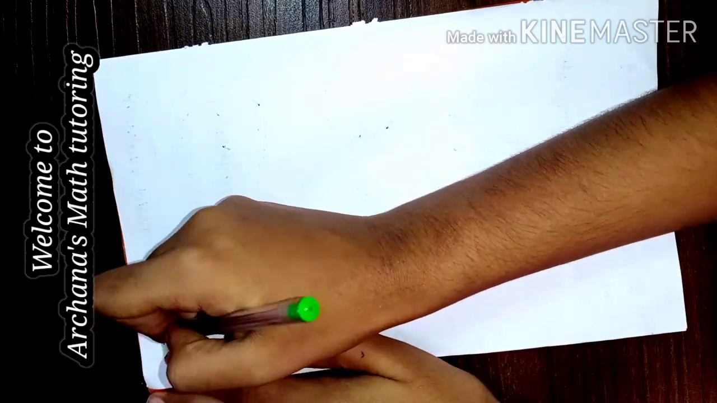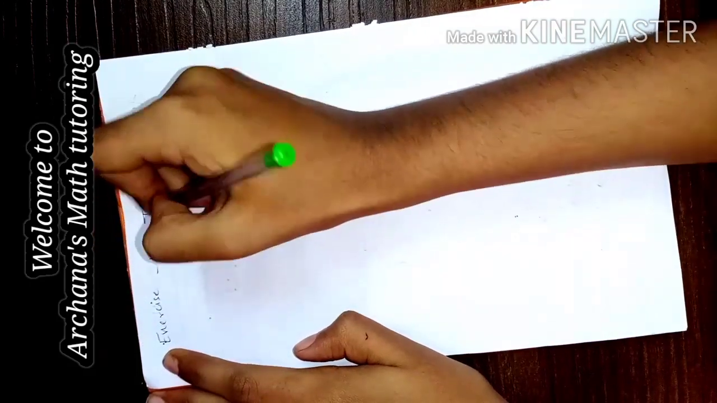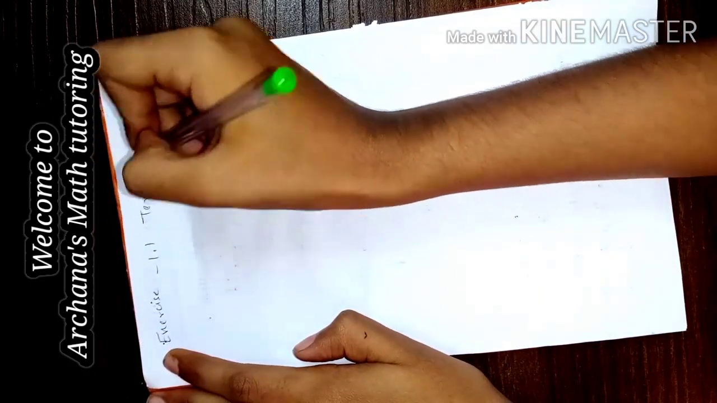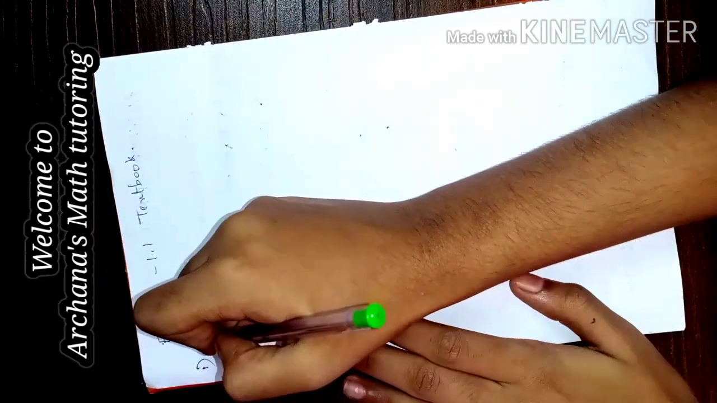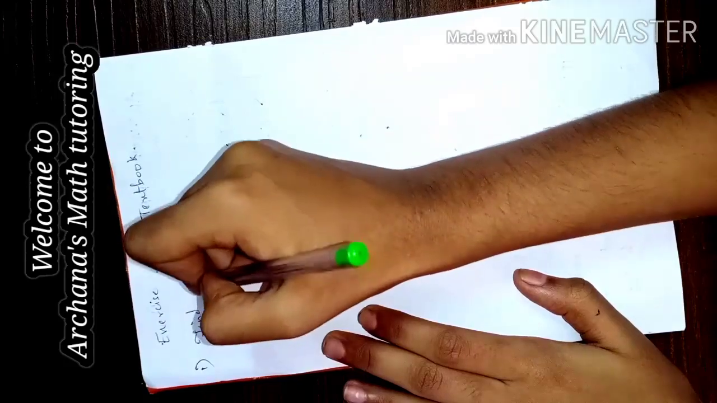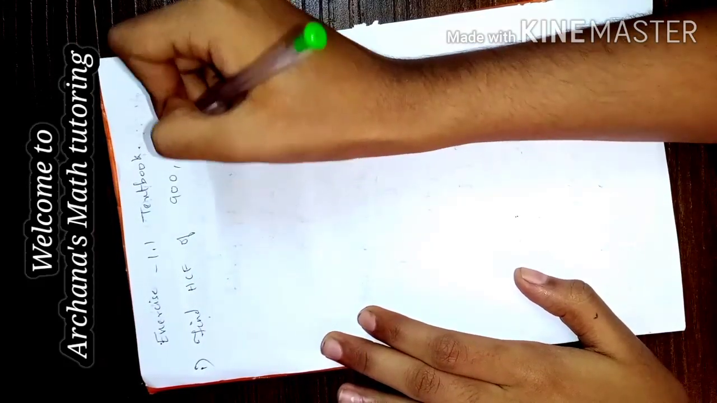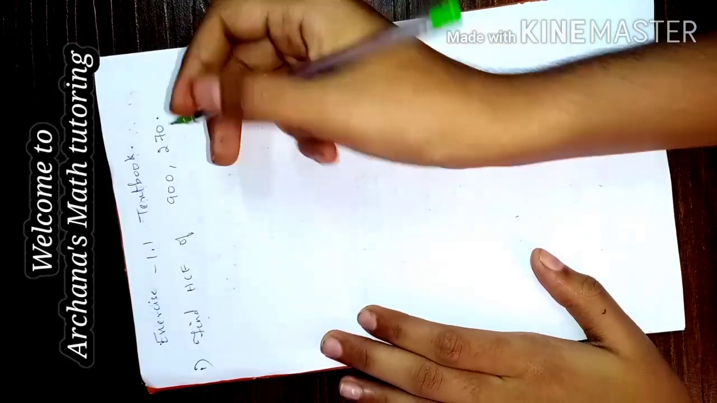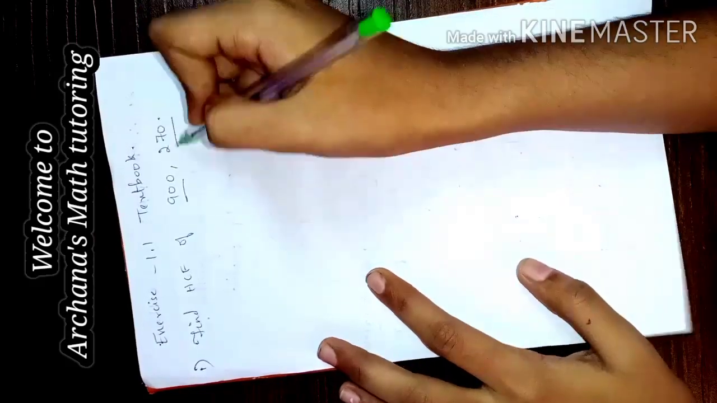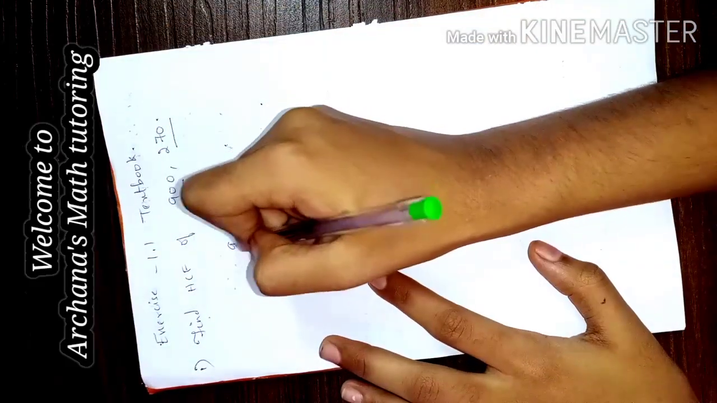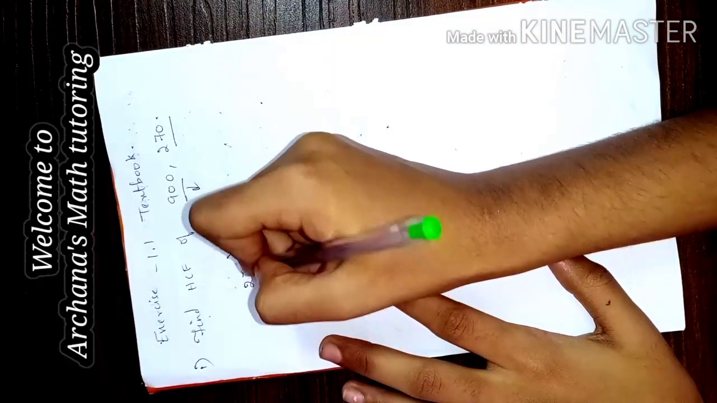This is from exercise 1.1 of the textbook. The first problem is find the HCF of 900 and 270. Now we will be starting the problem. Always remember, you will be having two numbers. The highest number should be written in the middle, that is 900 will be here, and 270 is the smallest number, so this should be written as a dividend.